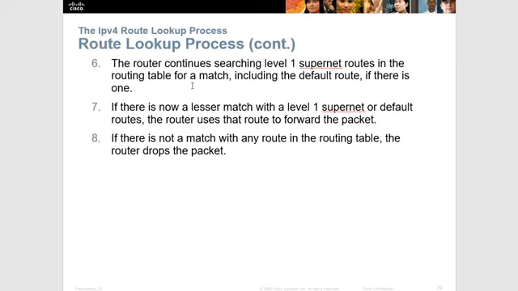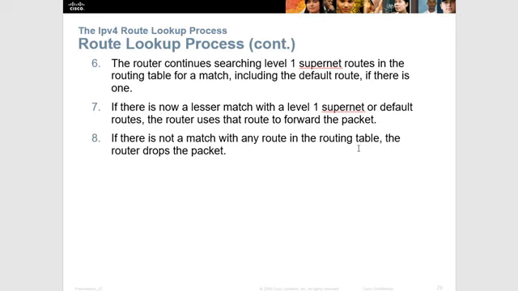The router continues searching level 1 supernet routes. So now you're looking for supernet routes, summary routes that might match that entry, including the default route if there is one. If you do have a default route, it's going to match that at the end pretty much no matter what. So you'll have your traffic forwarded out the default route if all else fails. But if it does match a supernet or default route, it'll use the supernet first. If it doesn't match a supernet, it'll use the default route and forward the packet.